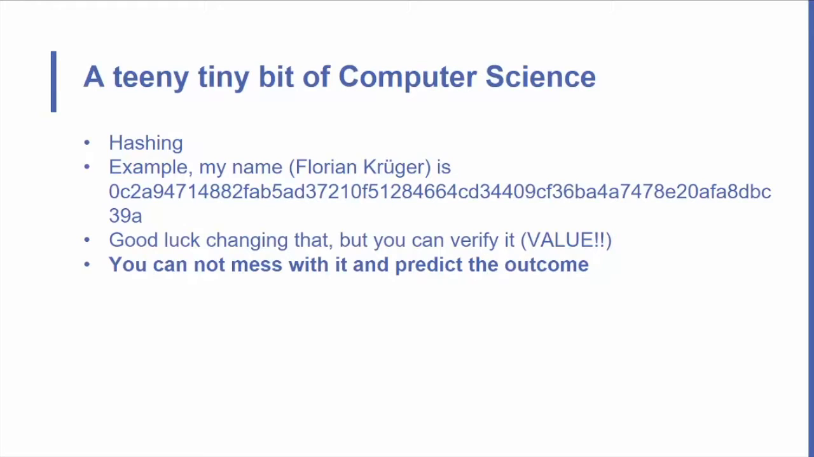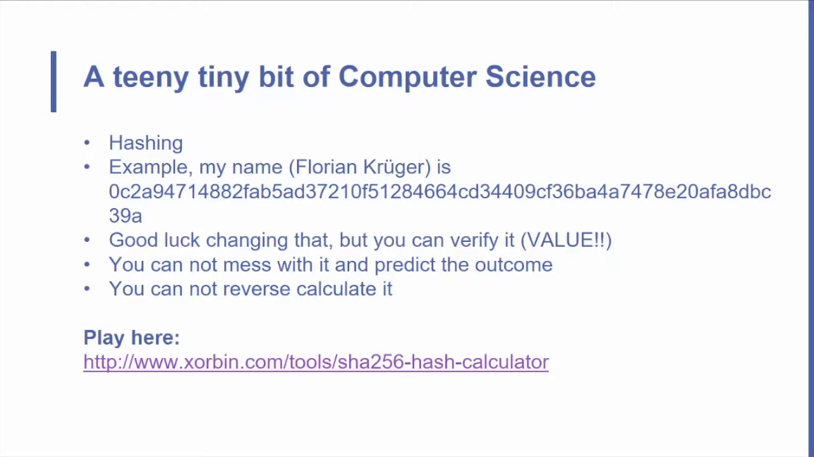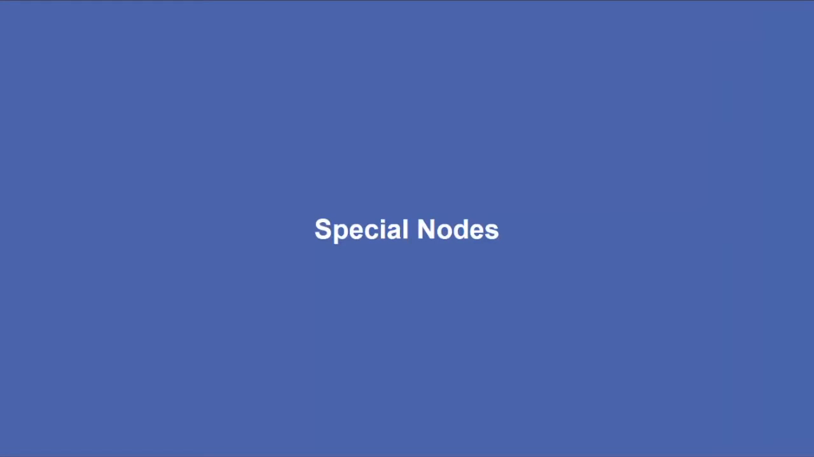You cannot mess with it and predict the outcome. You cannot change a 2 with a 1 and then say this is now XYZ. This is changing everything entirely. And you cannot reverse calculate it. You can play around a little bit with it if you want to with this address that I put down here. Under xorbin.com tools, they have this 256 hash calculator, and you can just use it in daily life, really, if you want to.